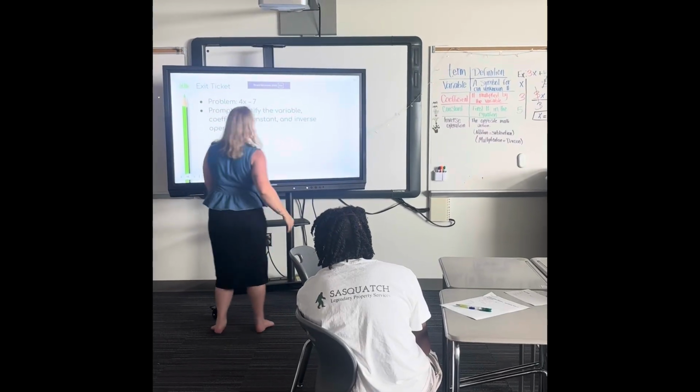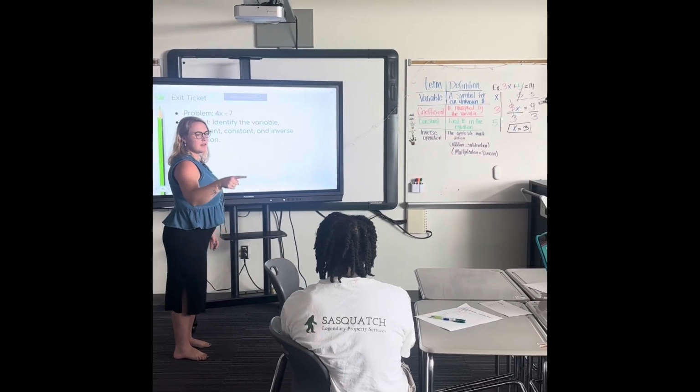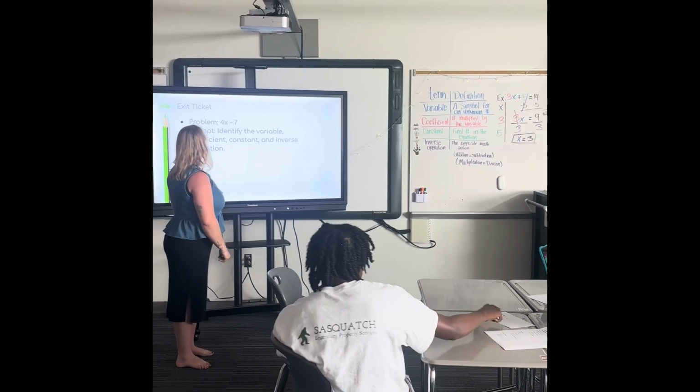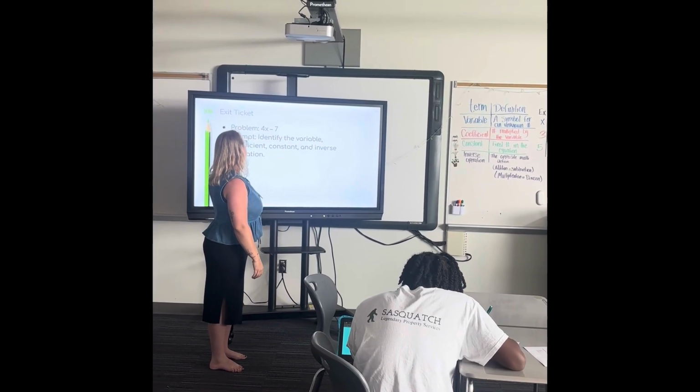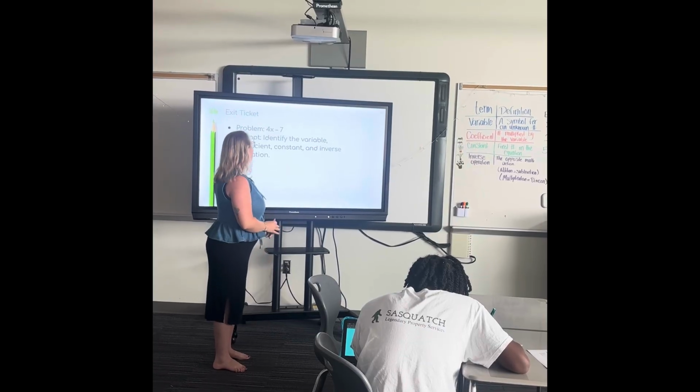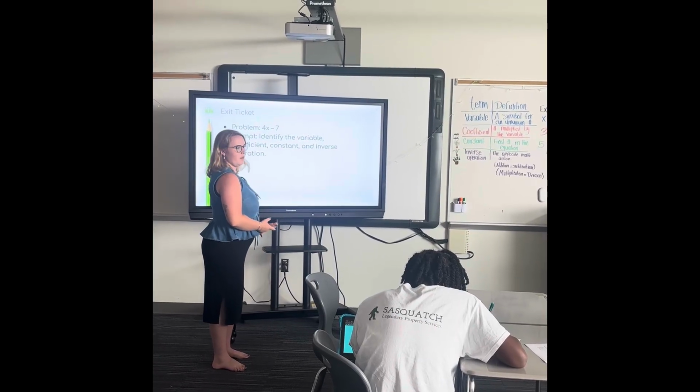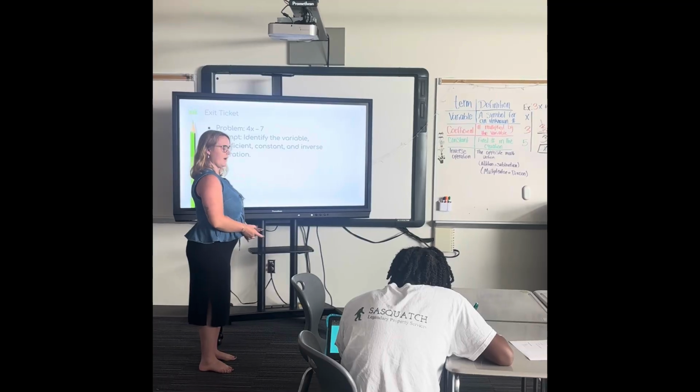Alright, last thing we're gonna do is the exit ticket, that is that small piece of paper on your desk. You're just gonna do another example. The example is 4x minus 7, and you're going to identify the variable, coefficient, constant, and inverse operation, just like you did on the independent practice paper, okay?